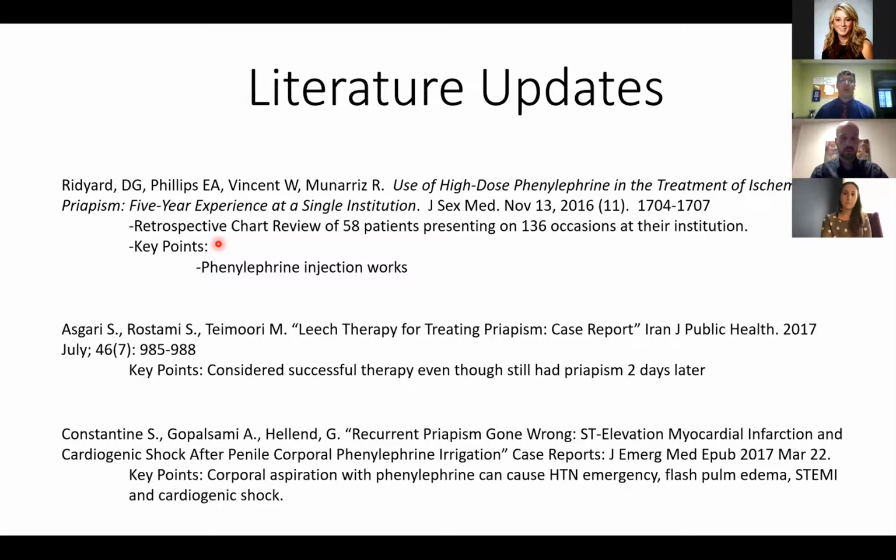There were a bunch of case reports. I'm sorry, the only actual study I could find was a retrospective review from one institution, and really they found out that phenylephrine was the preferred injection. It wasn't case controlled. There aren't any case controlled studies.